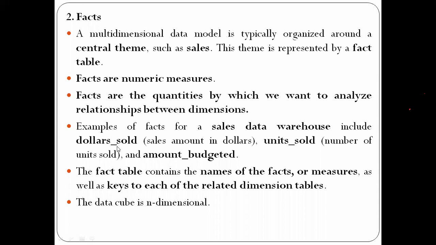Dollars sold means how many dollars, for example $1,000, $2,000. It is a numerical measure, a numerical number. In the same way, units sold means how many units have been sold. That is also a numerical measure. And then amount budgeted. All these facts will be present in a fact table. The names of these facts or measures will be stored in a fact table, and then the keys will be linked to the dimension tables. You will link the keys just like primary and foreign keys in a DBMS.